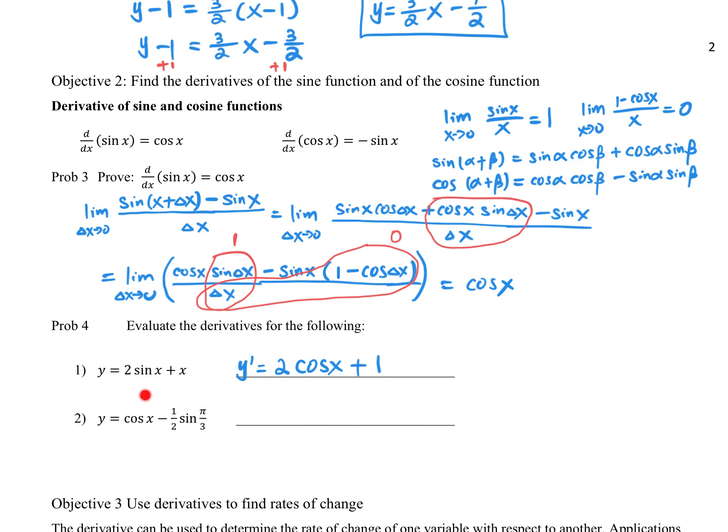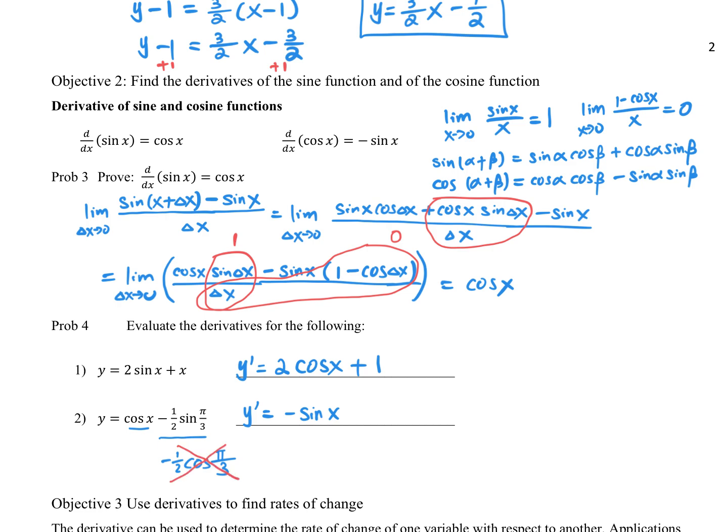And let's look at the second one again. Please pause the video and then do it yourself. Give a try first. And here comes my answer. So y prime, the derivative of cosine, is going to be negative sine x. Now, for the second term, if you believe the derivative is 1/2 times cosine of pi over 3, then please reevaluate your answer.